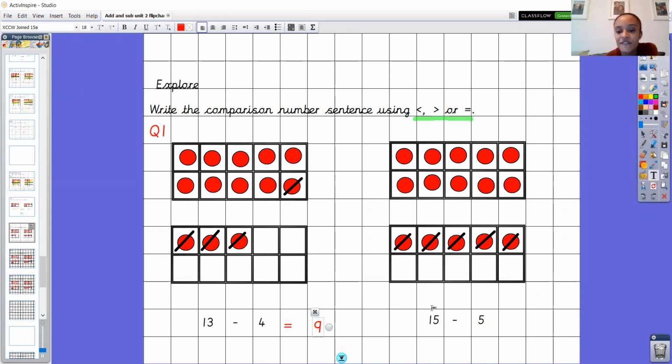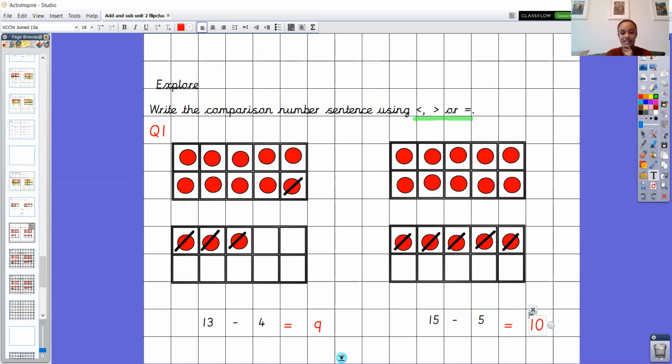Okay, and this one we've got 15 take away 5. And we can see, actually, the ones that aren't crossed off are filling up the tens frame, so we know that 15 take away 5 is going to give us 10, because we don't even need to count them, we can see that full tens frame.